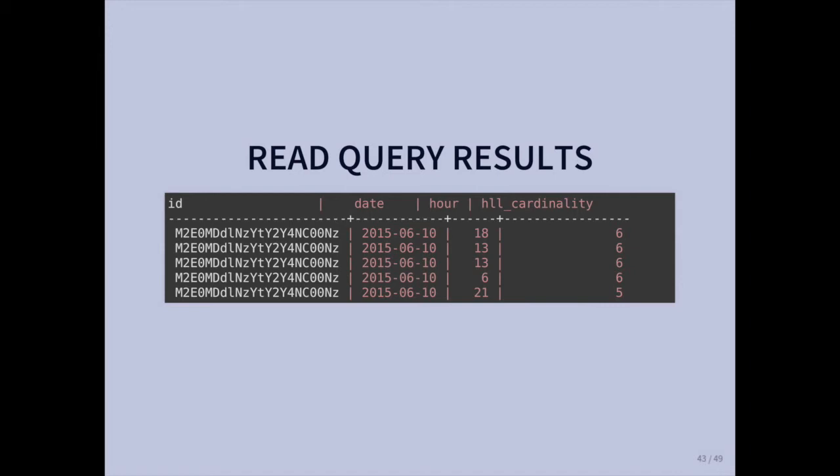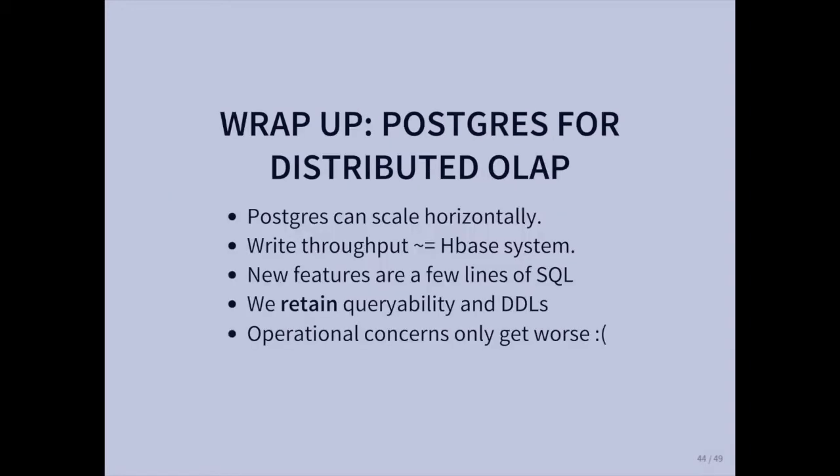But the main caveat to worry about here is that it will materialize everything that is sent back from all of the shards. So if you do a select star from table on all the shards, you will definitely run out of memory on the proxy database that you emitted that from. So you've got to be careful. These are the results of what we see. We've ordered our data. We have our ID, our date, our hour, and our cardinality count.